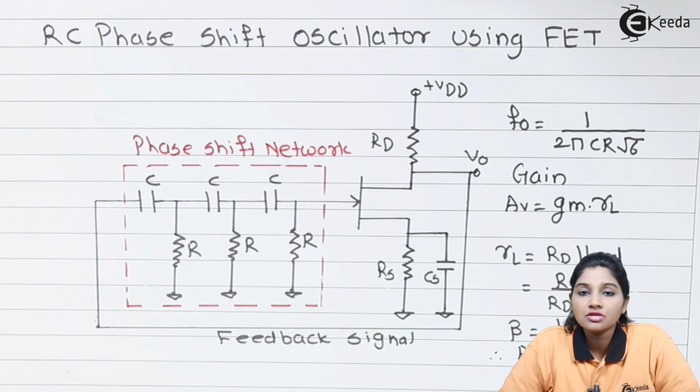This is about the RC phase shift oscillator using FET. But in the case of a transistor, if we use voltage shunt feedback and an emitter follower configuration, then the loading effect on the RC phase shift network can be reduced. The working of the circuit remains the same. That means the amplifier provides a phase shift of 180 degrees and the RC phase shift network provides a phase shift of 180 degrees. So the total phase shift becomes 360 degrees and the feedback becomes positive feedback. So this is about the RC phase shift oscillator using FET and transistor.